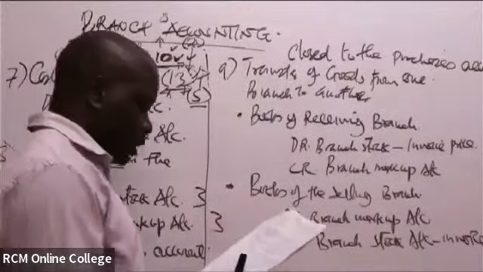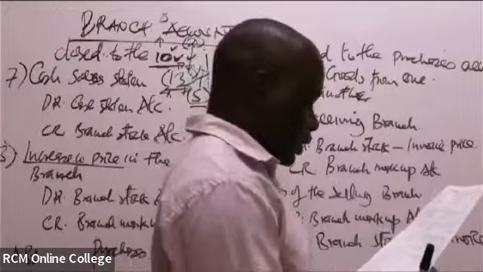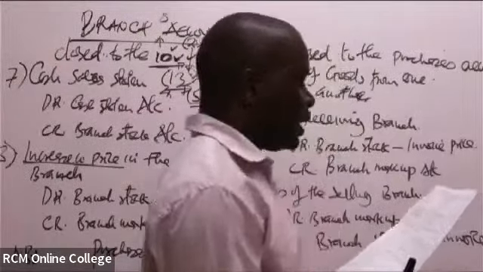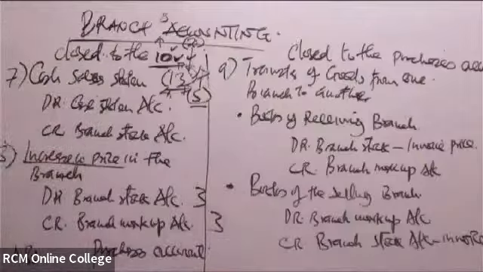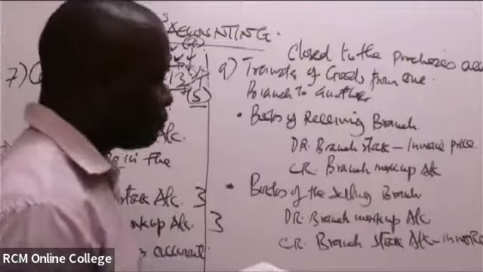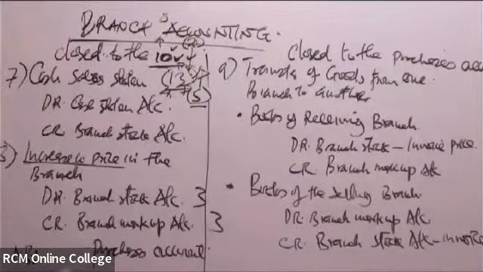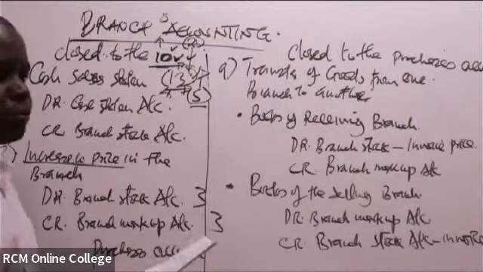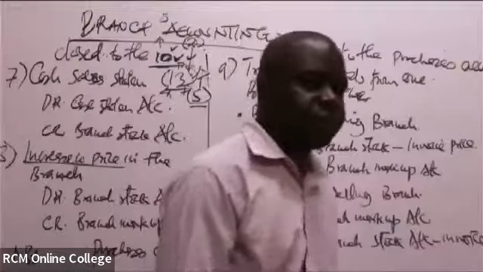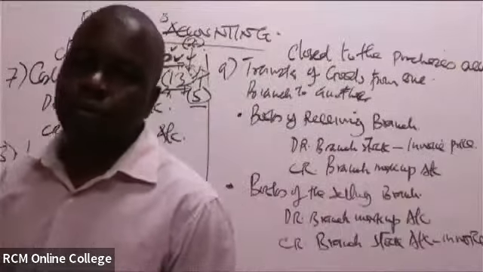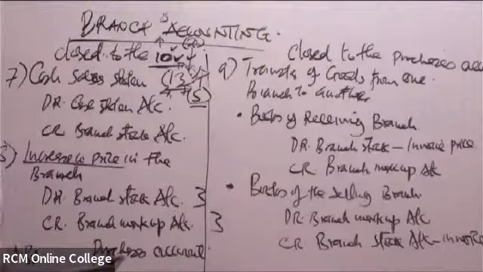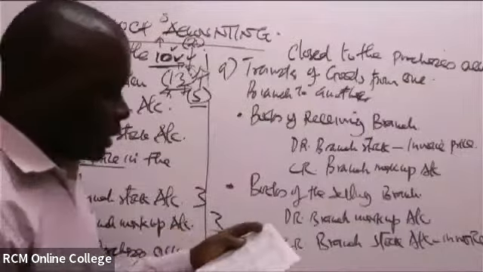NB number 2, you can write and say: the balancing figure in the markup accounts will be the gross profit realized.